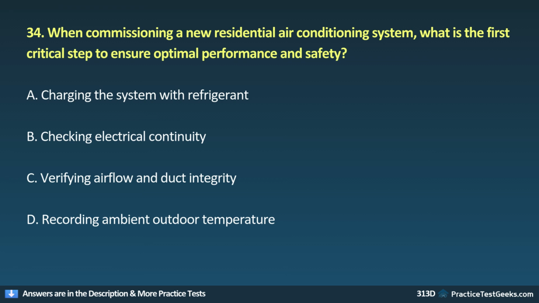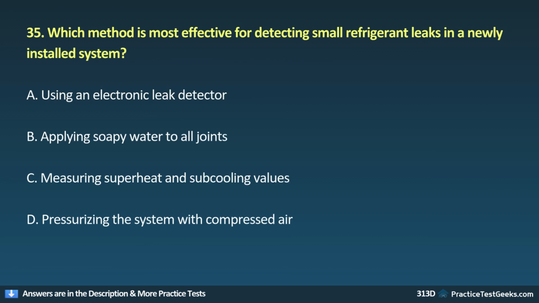34. When commissioning a new residential air conditioning system, what is the first critical step to ensure optimal performance and safety? A. Charging the system with refrigerant. B. Checking electrical continuity. C. Verifying airflow and duct integrity. D. Recording ambient outdoor temperature.